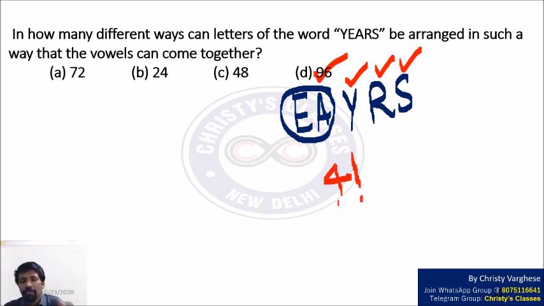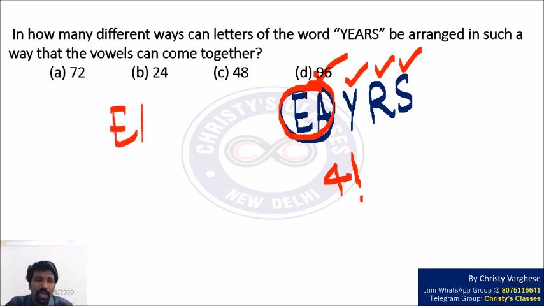First spot can be filled with the letter EA or Y or R or S. Second spot can be filled with the remaining 3, third with the remaining 2 and fourth with the remaining 1. So anyway, 4 factorial arrangements. But 4 factorial is not the answer, because EA internally can be rearranged in 2 factorial ways, which means 2 ways.